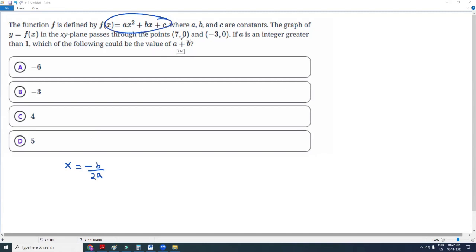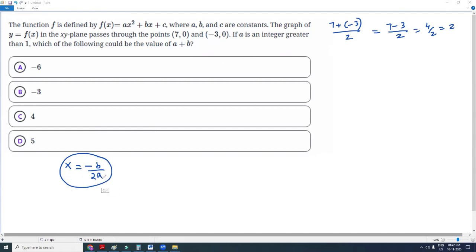When we have the two x-intercepts of the parabola, to get the x-coordinate of the vertex, we have to find the average of the x-coordinates of the two x-intercepts. Now let's find the average of 7 and negative 3. We add these two numbers and divide by 2. Then we get 7 minus 3 divided by 2, which is 4 over 2, equal to 2. Here I got the x-coordinate of the vertex of the quadratic function.